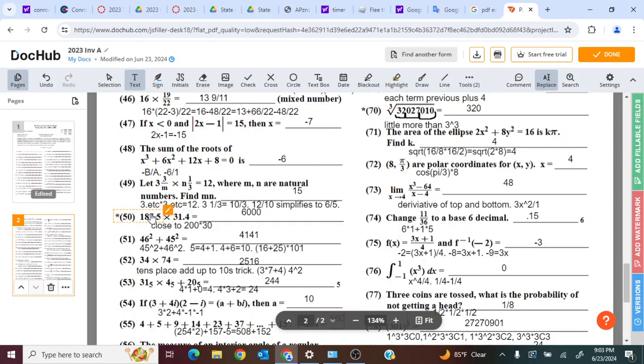50. This is clearly pretty close to 200 times 30. A little lower here, a little higher here. Close enough. 6,000. Done.